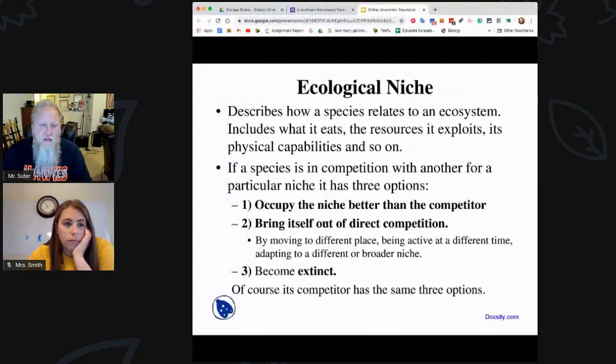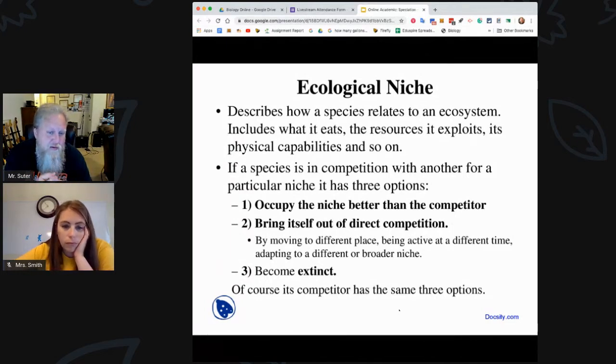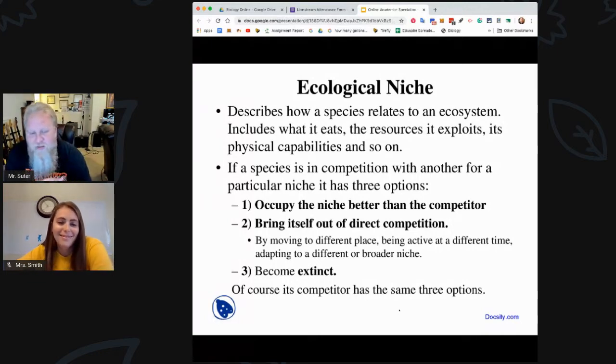Moving on, the other thing that I wanted to talk about is this idea of an ecological niche. We've used the word several times. I wanted to make sure that you understand it. I hate slides with text on it. I think you all can read. I shouldn't read to you. Mrs. Smith knows this is a pet peeve of mine, so it's funny that I would put it in.